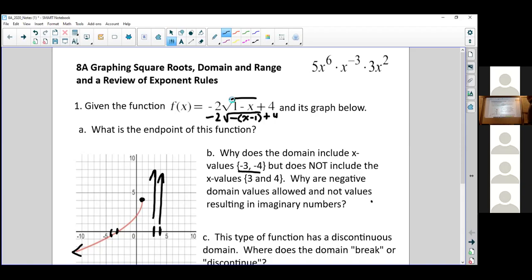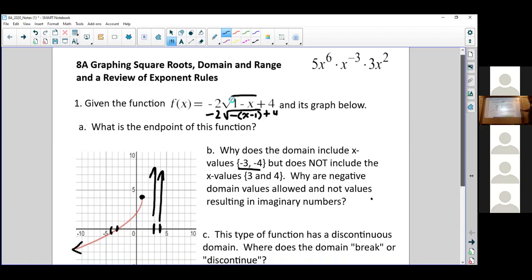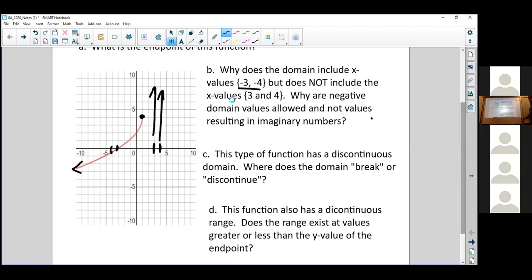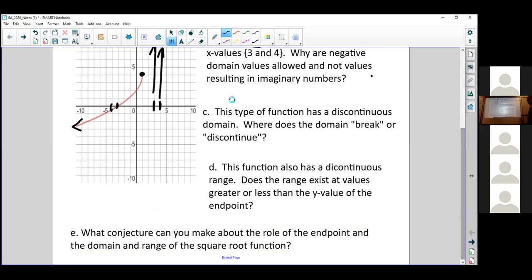which is fine. It's called a discontinuous function because the domain won't go forever from negative to positive infinity. We have to have a dot there. So we have a break. The function is also discontinuous in the range because, again, in the vertical direction, it's not continuing to go. So that's our whole idea of continuous and discontinuous.